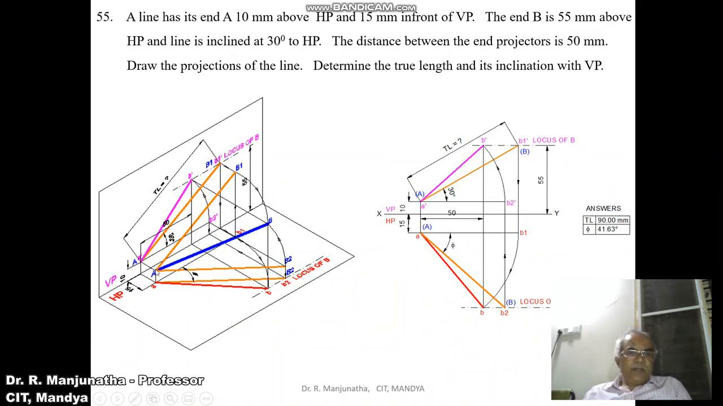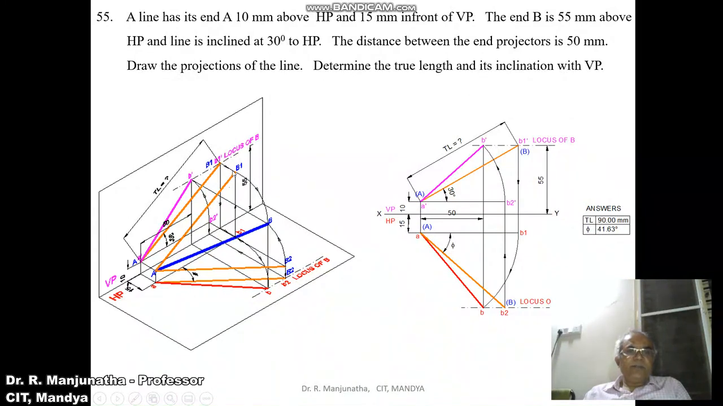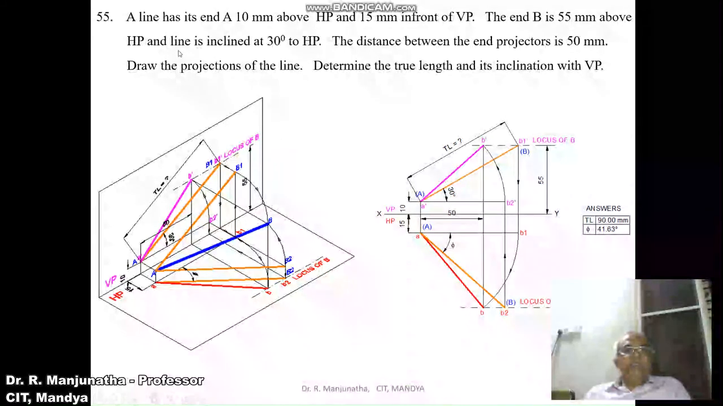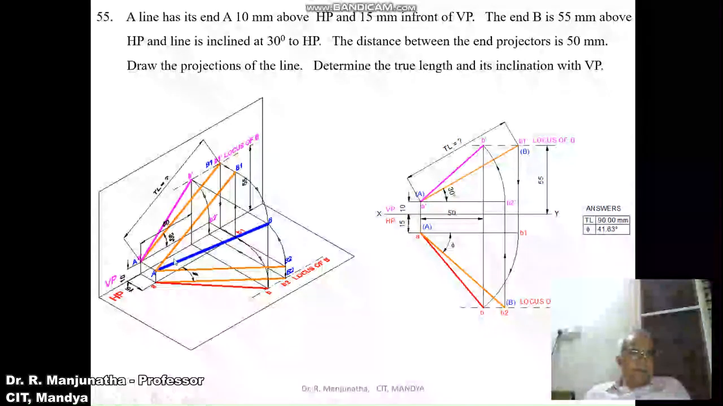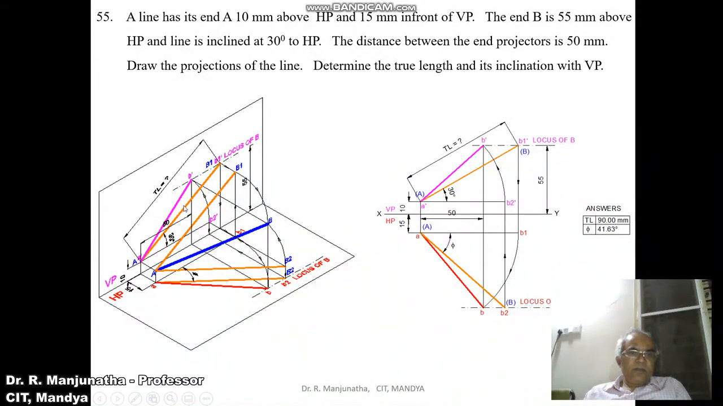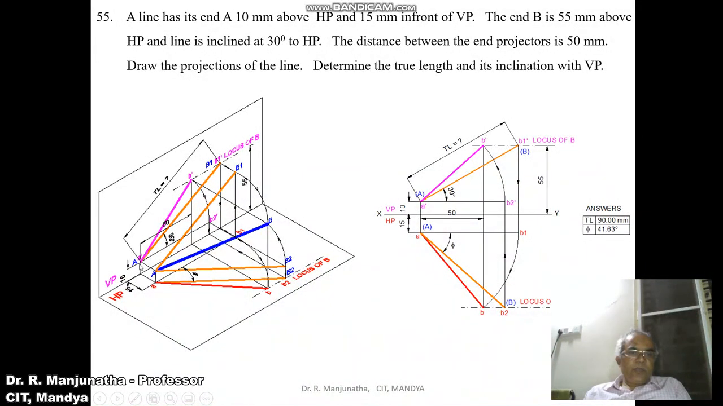So from here, you measure an angle of 30 degrees and then draw a line such that it is going to cut the locus of B in the front view, because he says the line is inclined at 30 degrees to HP. So that means it is the true inclination of the line. So this is going to be theta. When you look from the front view, that image is going to fall on the vertical plane. So once it cuts the locus of B in the front view, now we got the true length.